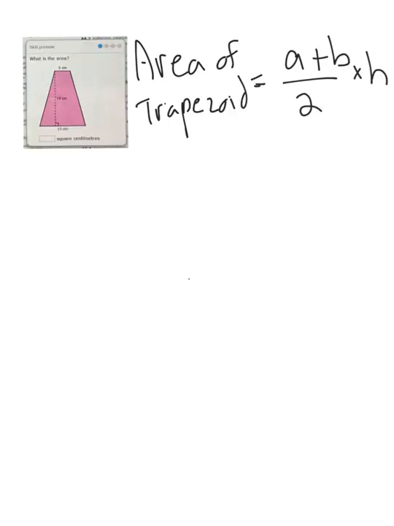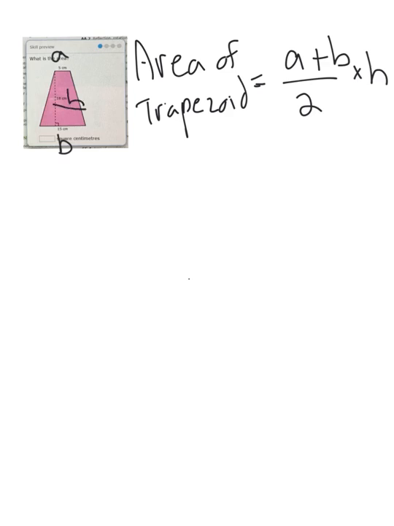Okay, so here I've put the formula for how to find the area of a trapezoid. We go A plus B divided by 2 times H. So what do those letters mean? A and B are the measurement of the two bases. It doesn't matter which one you label A or B. I could have said this was A and this was B, but it's the two parallel parts. The H is obviously the height, so 18 is the height there.